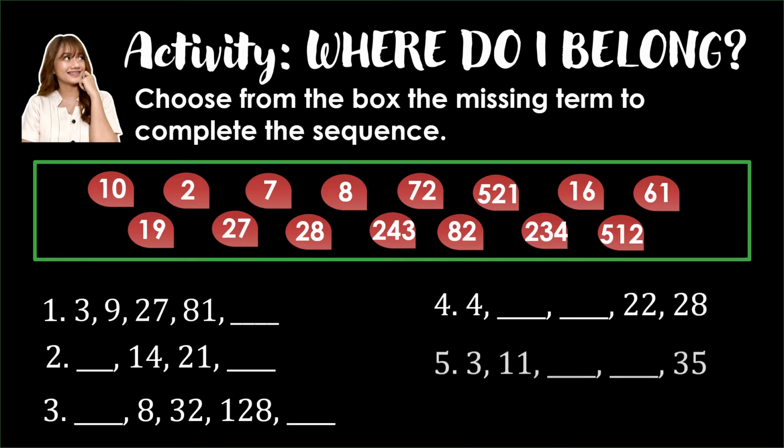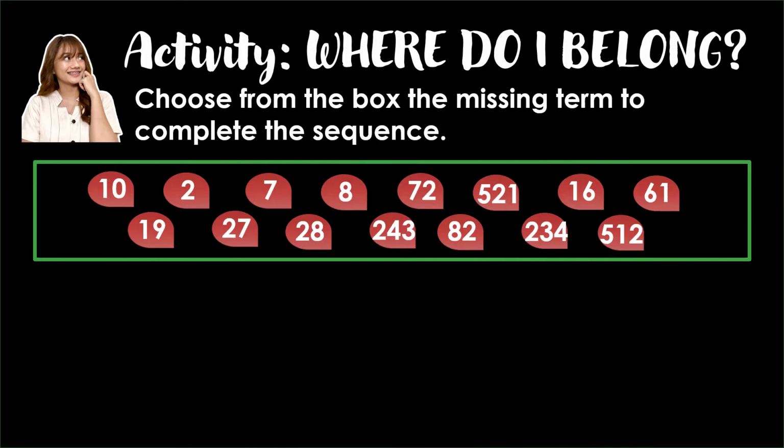Now lastly, we have number 5. We have 3, 11, third and fourth terms are missing, given the fifth term. Now, after answering the activity, we have questions.